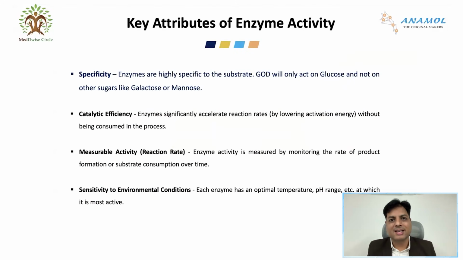The activity of enzyme has certain key attributes. Number one attribute is that enzyme is very specific to a particular substrate. This is why we use enzymes in our biochemical formulations also. Secondly, enzyme has catalytic efficiency, which means that enzyme lowers the activation energy which is required to start the reaction. And this is how enzyme actually starts the reaction.